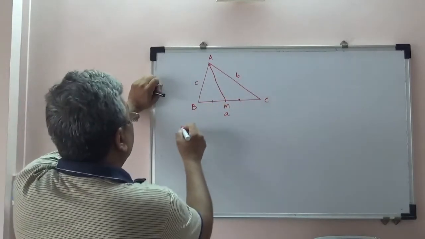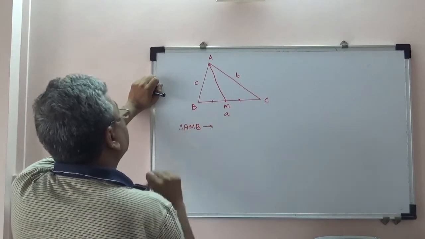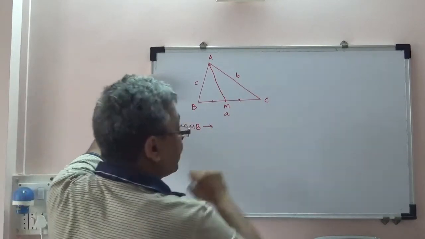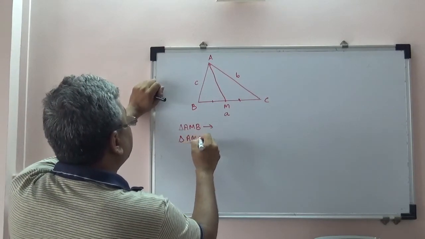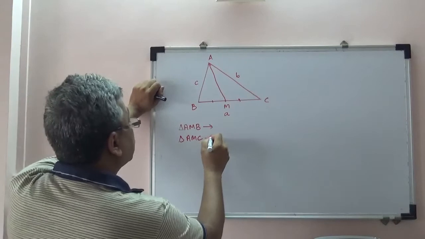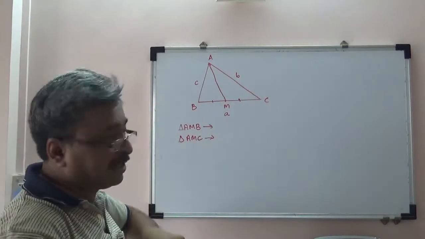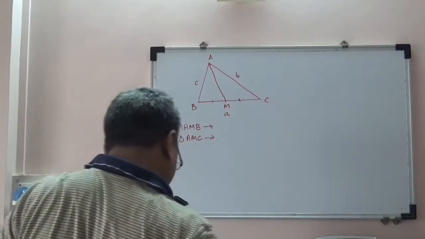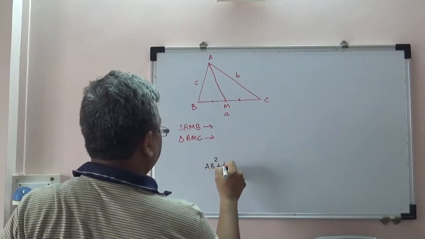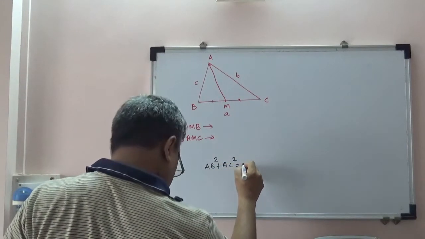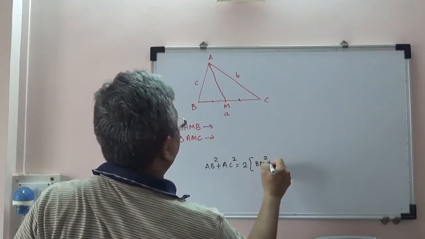So for triangle AMB it is acute, therefore write down the extension of Pythagoras theorem for that. In triangle AMC it is obtuse, write down the extension of Pythagoras theorem for that, and do a little bit of algebra to get the final result. AB square plus AC square is equal to 2 times BM square plus AM square.